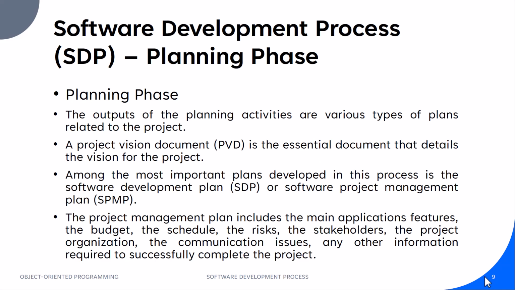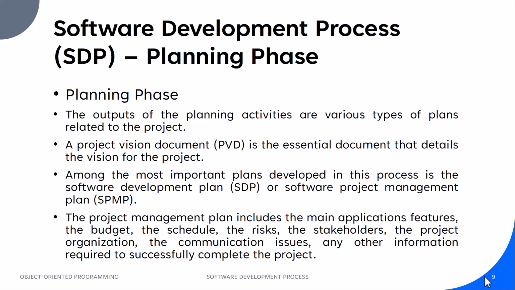Now, the outputs of the planning activities are various types of plans related to the project. An important document developed throughout the planning phase is the project vision document. It's an essential document that entails the vision for the project. Without a vision, without knowing what we want to achieve with the software product, we will not be able to successfully satisfy the needs of the customer.